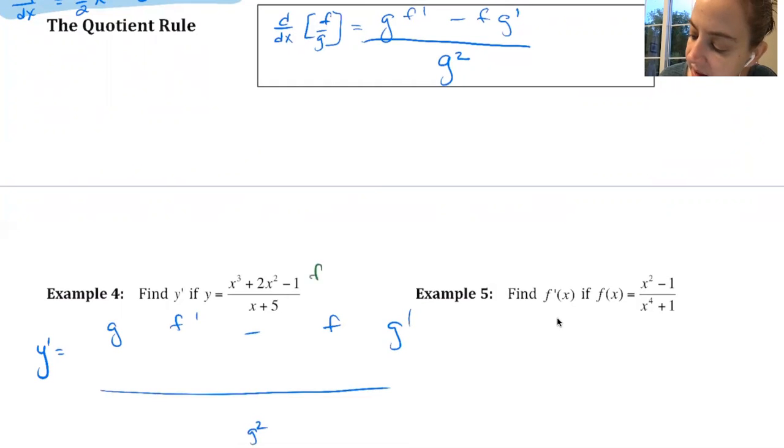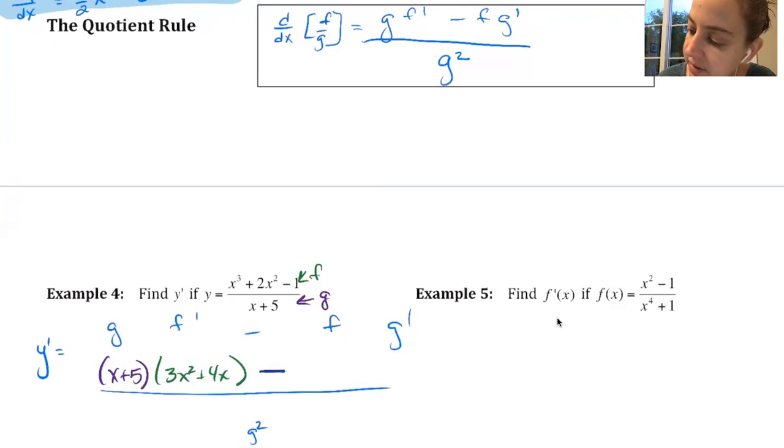F is on the top and g is on the bottom, or in the denominator. So g is x plus 5. F prime is the derivative of the numerator, so that's 3x squared plus 4x. The derivative of 1 is 0.